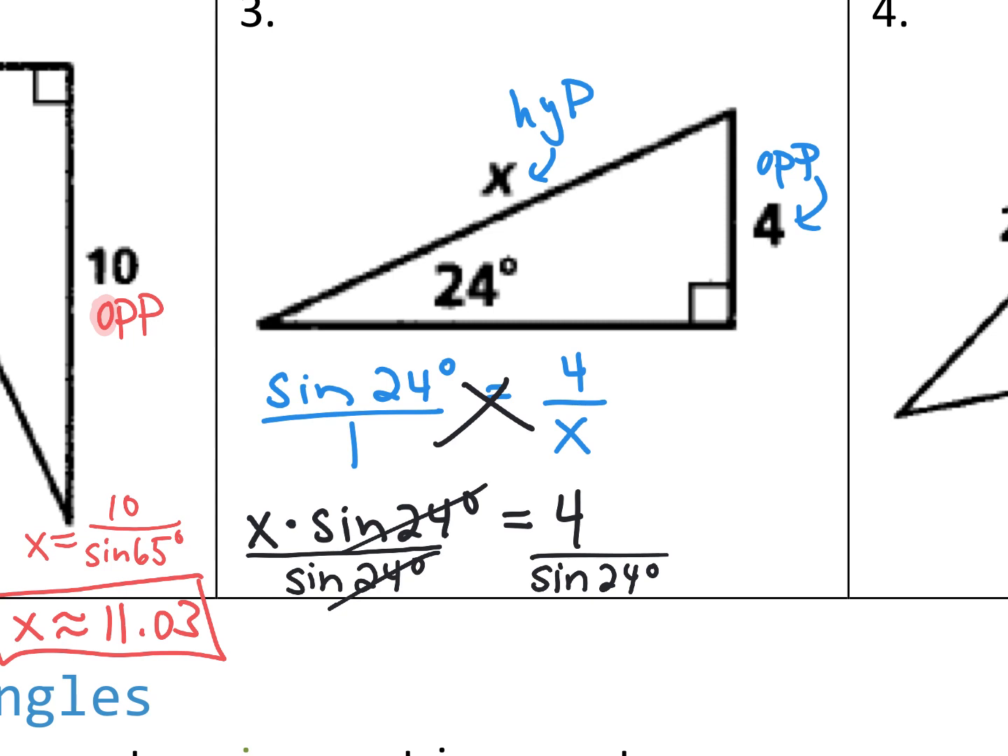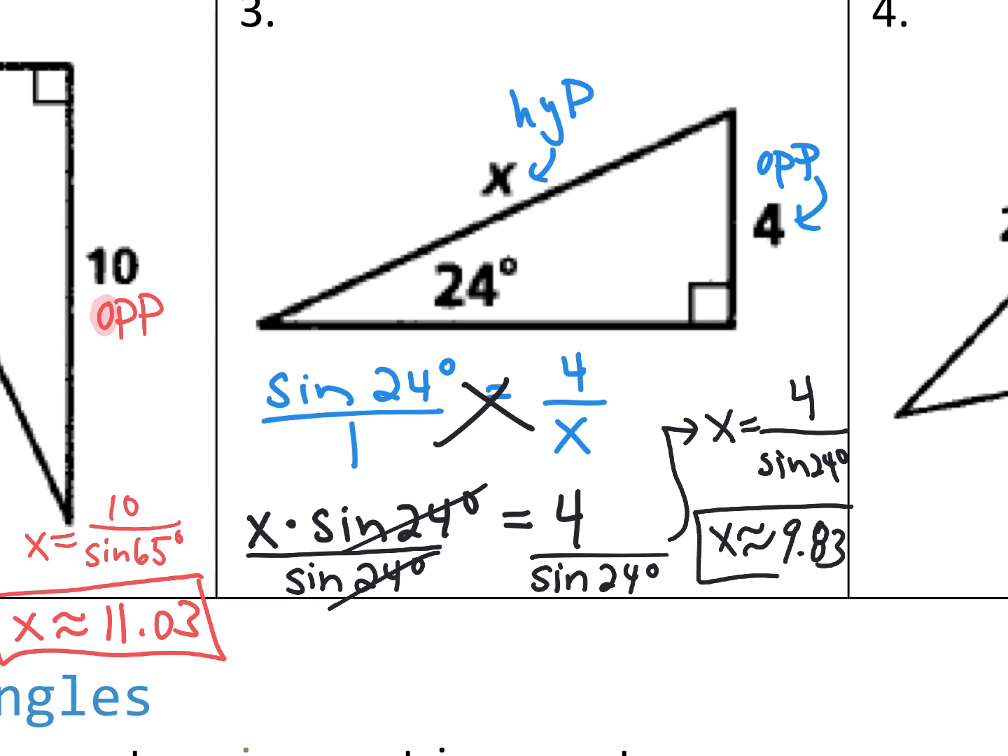So it's so nice because I finally got x by itself. I now just have to type into my calculator 4 divided by the sine 24 degrees. And I'll get an approximate length for that hypotenuse there. Again, I'm hoping it's bigger than 4 because it's the hypotenuse. It's got to be the biggest side. So 4 divided by the sine of 24. Got about 9.83, so that's cool. Because that's bigger than 4.